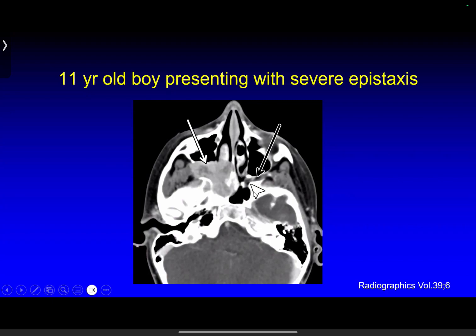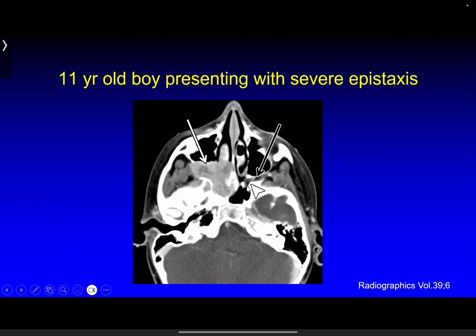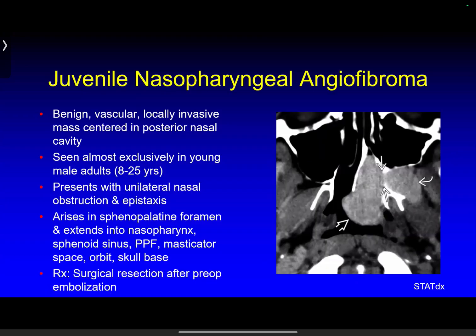These arrows are pointing at what a normal sphenopalatine foramen and pterygopalatine fossa should look like. It should contain fat. The sphenopalatine foramen is located along the lateral wall of the superior meatus, and it is the opening of the pterygopalatine fossa into the nasal cavity. So this is a classic juvenile nasopharyngeal angiofibroma, or JNA.